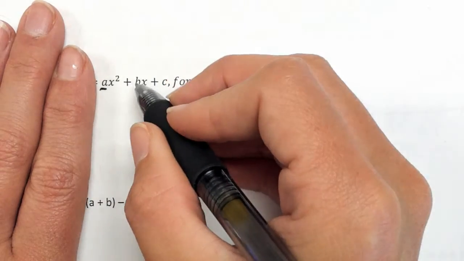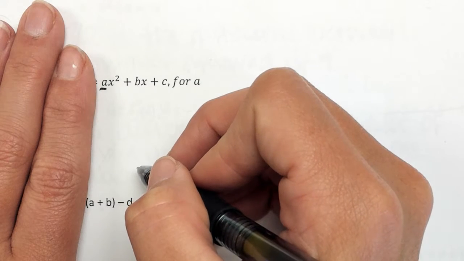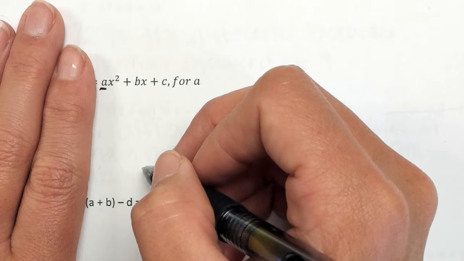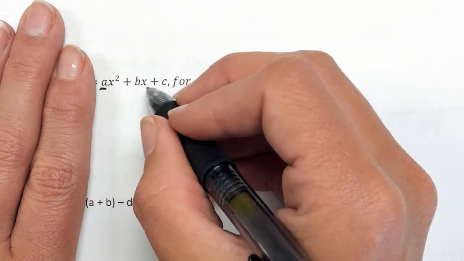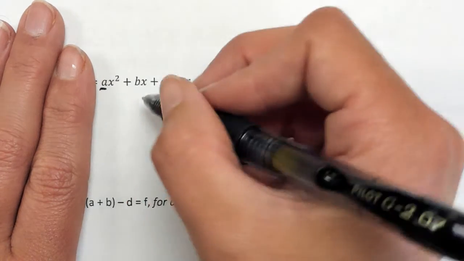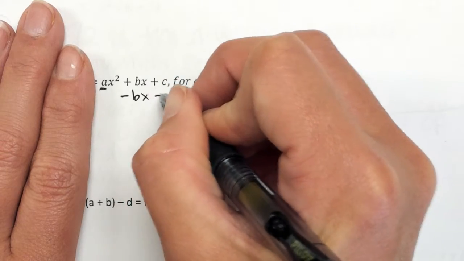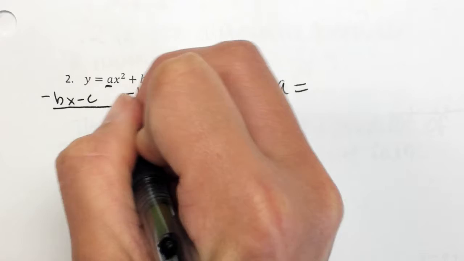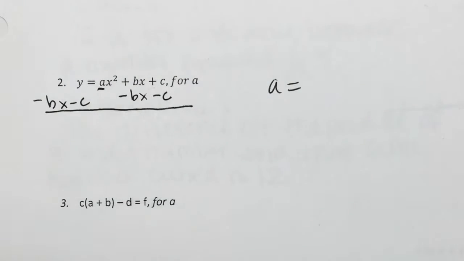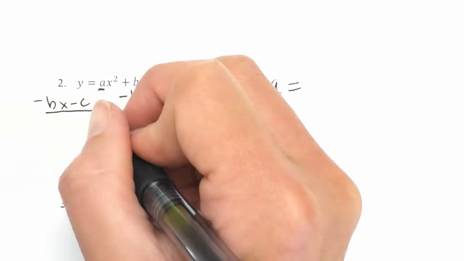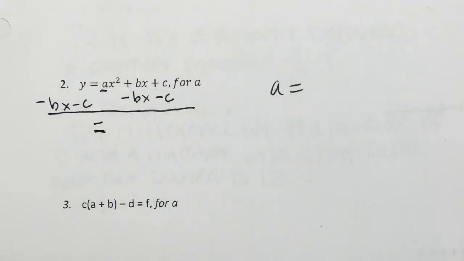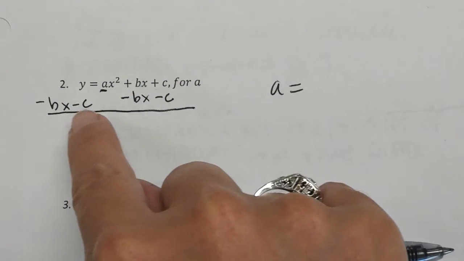The x squared is being what to a? Multiplied. Okay? So what do we need to get rid of first? The bx and the what? C. And we can subtract them at the same time. So we're moving them to the other side. Bring down my equal sign. Oops, that's ugly, equal sign. Okay. So can I subtract bx and c from y?